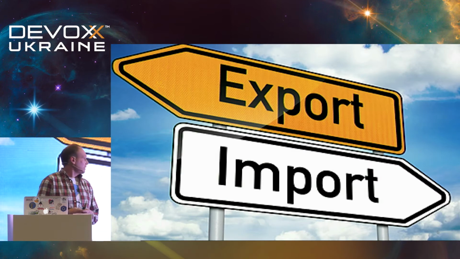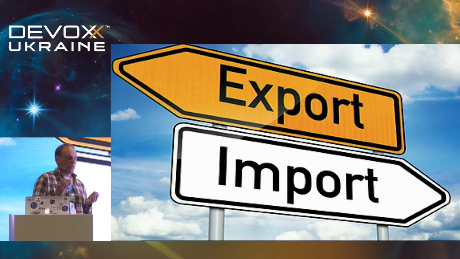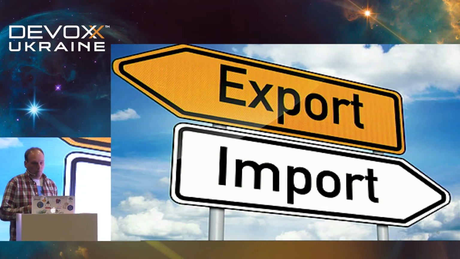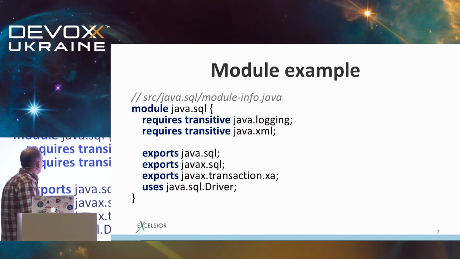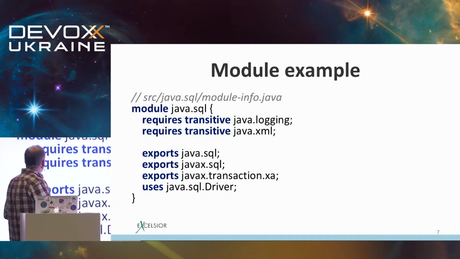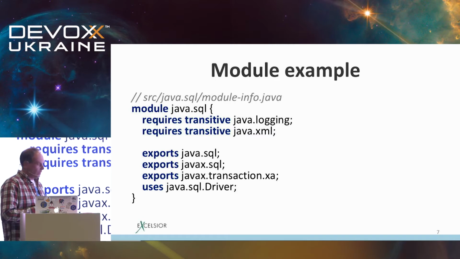Any module system is all about import and export. A module imports something and exports something. It is an extremely easy concept, easy as apple pie. And a module in Jigsaw is described with a source file called module-info.java in the root of your source directory. So modules become a part of your source code and not some external metadata.